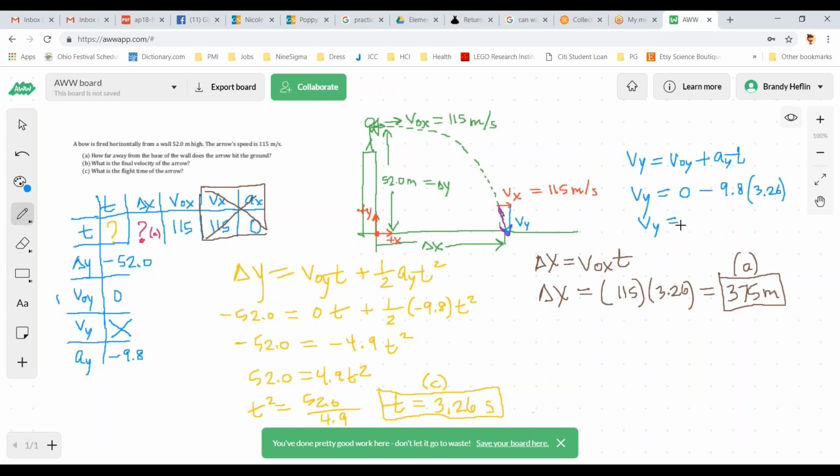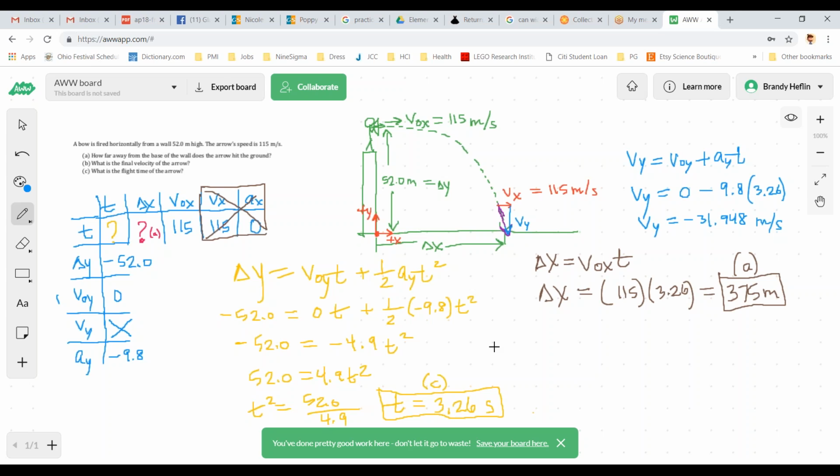So we get a Vy of negative 31.948 meters per second. So I tend not to round anything until I get to the end of the problem. So I'm going to go ahead and keep all of those extra decimal places and then round to 3 significant figures when I get to the end.